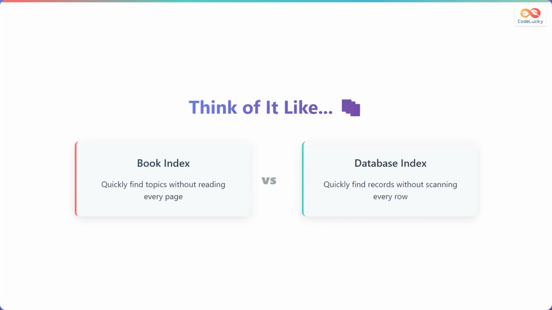To understand database indexes better, consider a book index. A book index allows you to quickly find topics without having to read every page. Similarly, a database index allows you to quickly find records without scanning every row in the database.